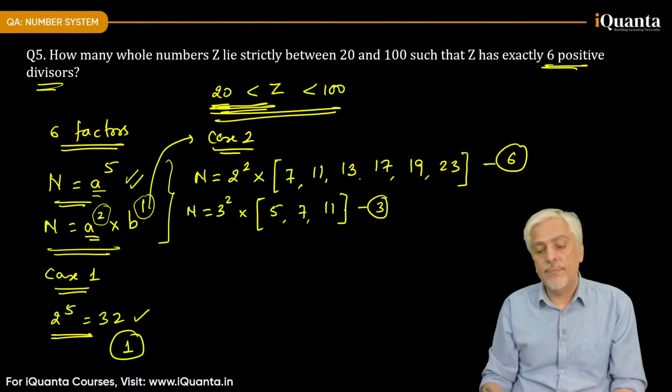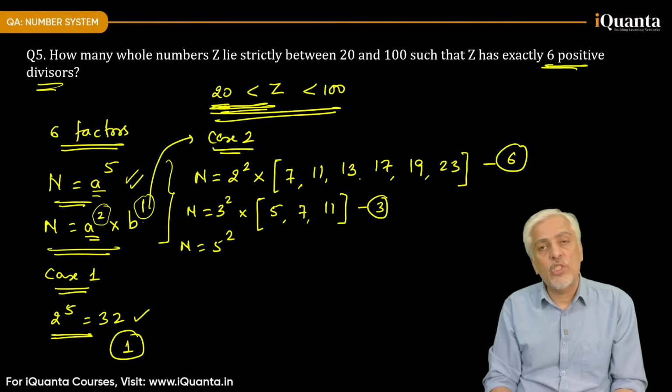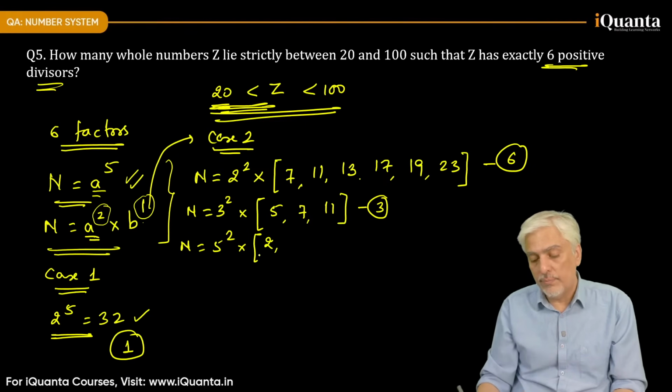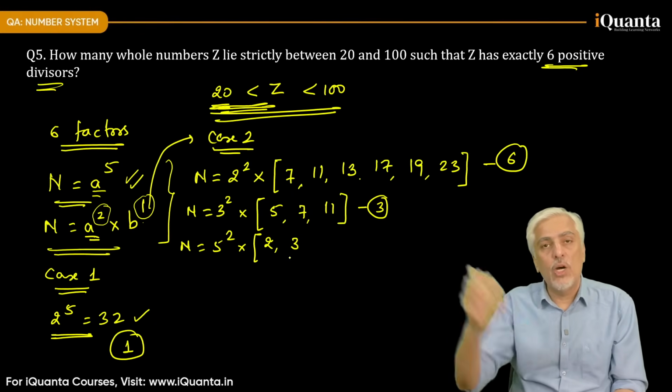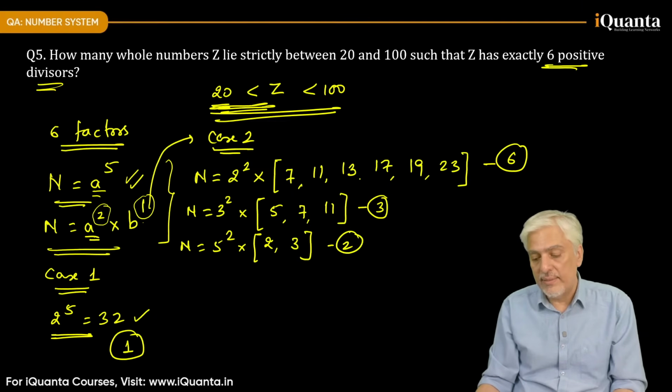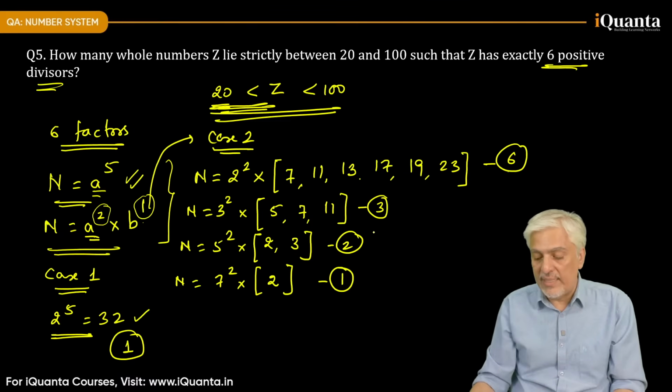3 cases. N can be 5. 5 square is 25. 25 twos is 50, allowed. 25 threes are 75, allowed. After that it will go above 100. So only 2 cases. N as 7 square is allowed. 7 square is 49, 49 into 2 is 98, allowed. Only 1 case. So 6 plus 3, 9. 9 plus 2, 11, plus 1, 12, plus 1 over here, 13. So the answer is there are 13 such numbers.